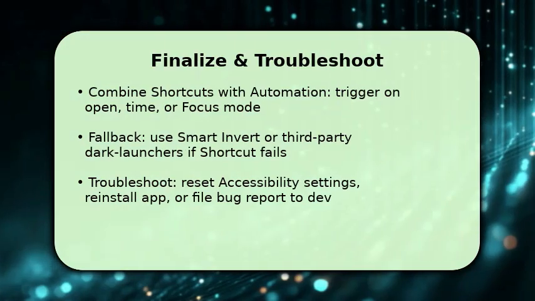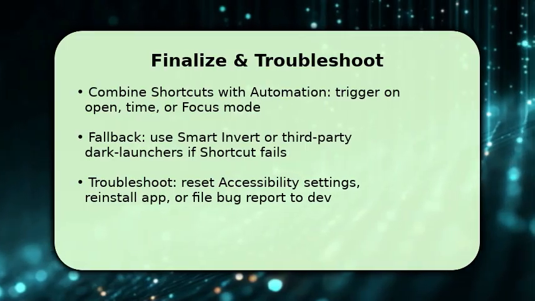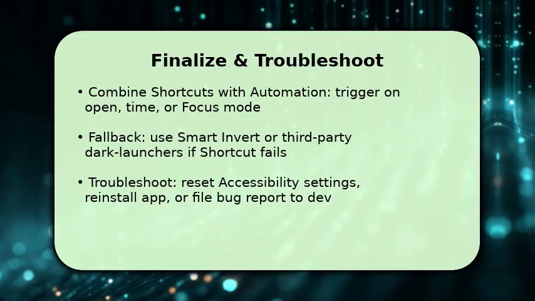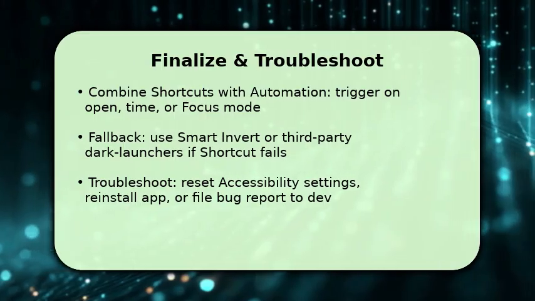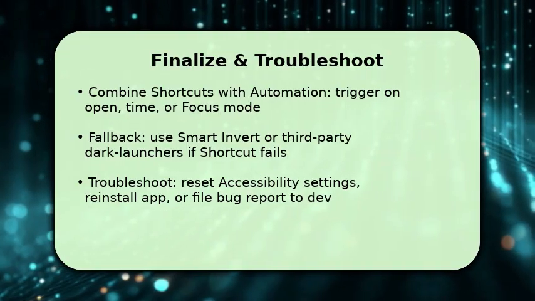You finish by automating and validating. Create automations to run your shortcuts when an app opens, on schedule, or when a focus activates, ensuring persistent darkness. If an app resists, fall back to Smart Invert or third-party launchers that wrap apps in a dark shell.